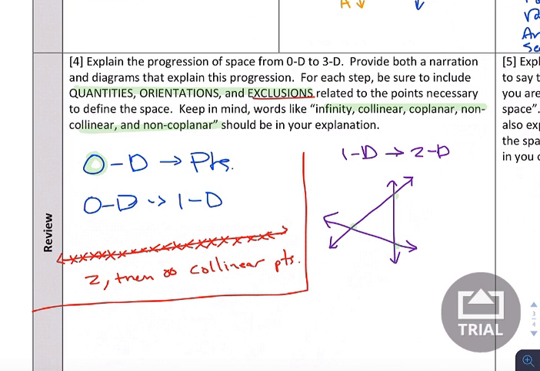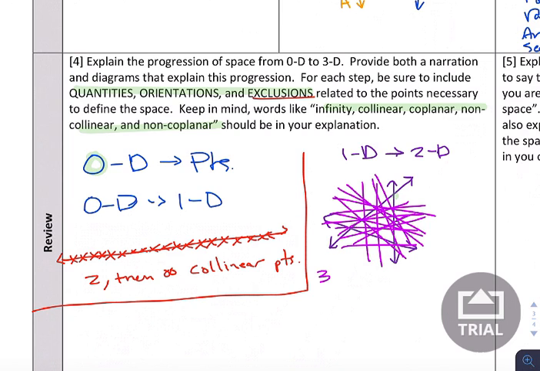Now this of course doesn't mean I have the plane finished. What I'm going to have to involve is a whole bunch more lines until all the points on this plane, on this flat surface, are going to be defined. And so again, we can kind of turn to this quantity orientation exclusion thing. And so we do need 3 points or just two lines to actually start and know where our plane is. But then we're going to need an infinite amount of lines to define the whole thing. And these lines are going to have to be coplanar.